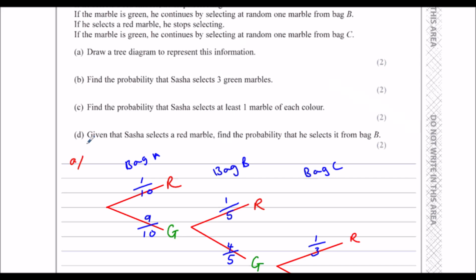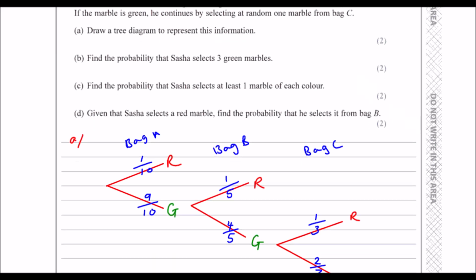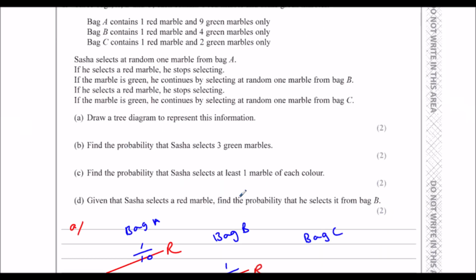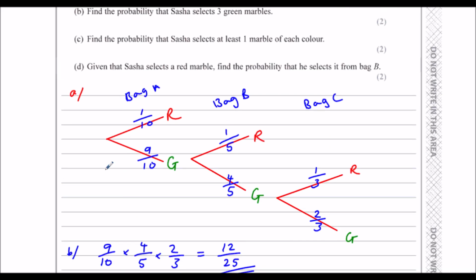Part D, given that Sasha selects a red, find the probability that it's from bag B. So we want the given formula. So the probability that it's a red from bag B, given we've got a red. So we want the probability of a red from bag B divided by what's given, and that is that a red is picked. So a red from bag B, given that a red is picked. So the probability we get a red from B is 9/10 times a fifth. That's our red from B option.